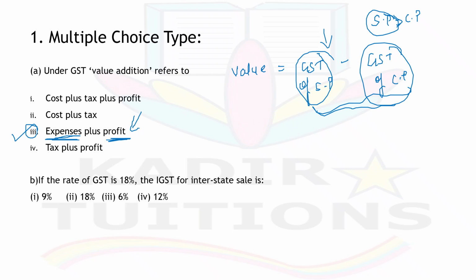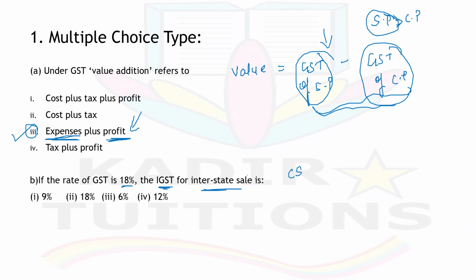Now the second question, B, is: if the rate of GST is 18%, what is the IGST of an interstate sale? First we need to check whether it is interstate or intrastate. What is intrastate? It's nothing but within the state. If it is intrastate, you will have only CGST and SGST, and IGST is going to be nil. But here the question itself says interstate. What is interstate? From one state to another state.